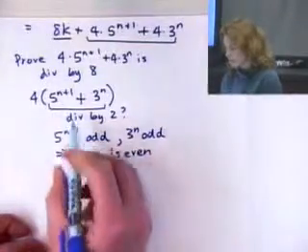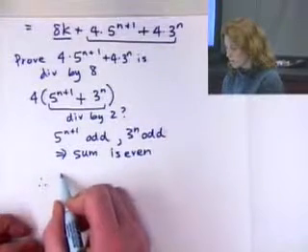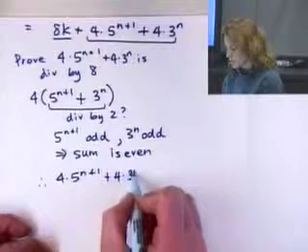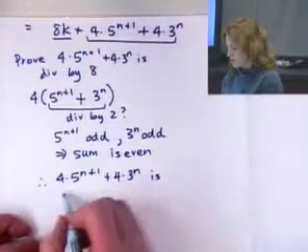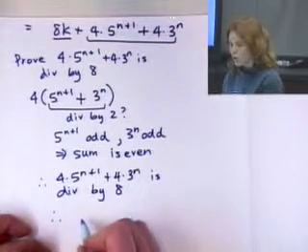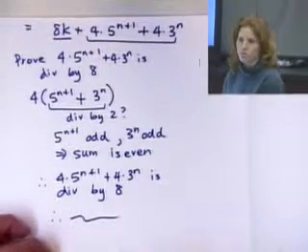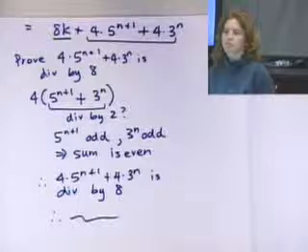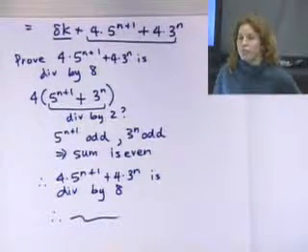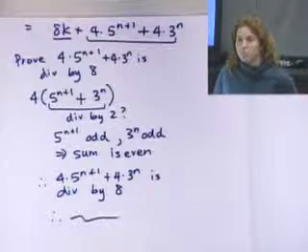And so this number is divisible by 8, so therefore 4 times 5 to the n plus 1 plus 4 times 3 to the n is divisible by 8. And so therefore, our whole function to begin with was divisible by 8, because that's all we had left to prove. The rest we knew was divisible by 8 by the assumption.